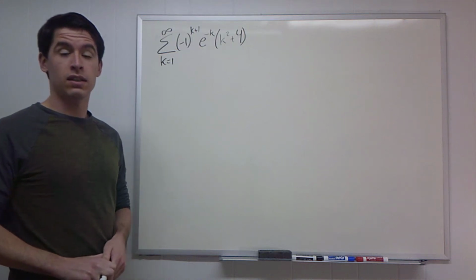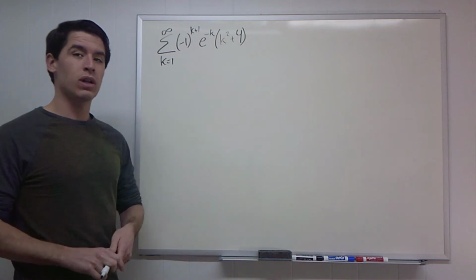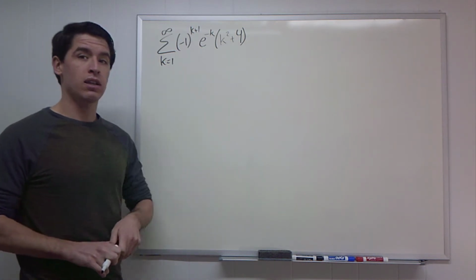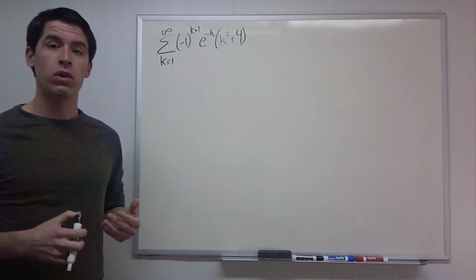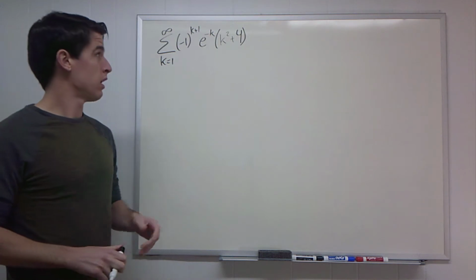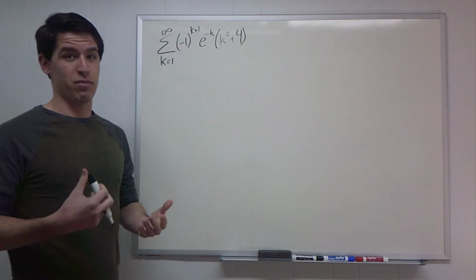Alright, let's consider this series, the sum from k equals 1 to infinity of (-1)^(k+1) times e^(-k) times (k^2 + 4). We want to know, does this series converge or diverge? Now, just looking at it, this series looks like a mess.